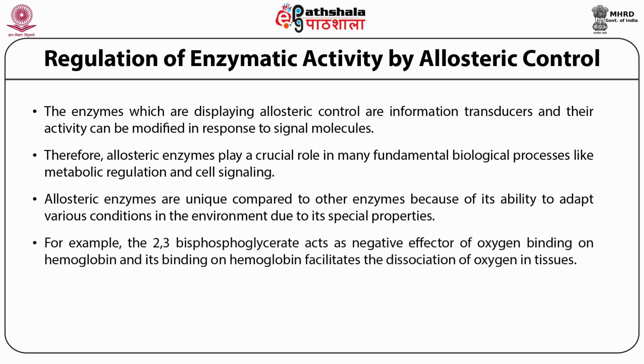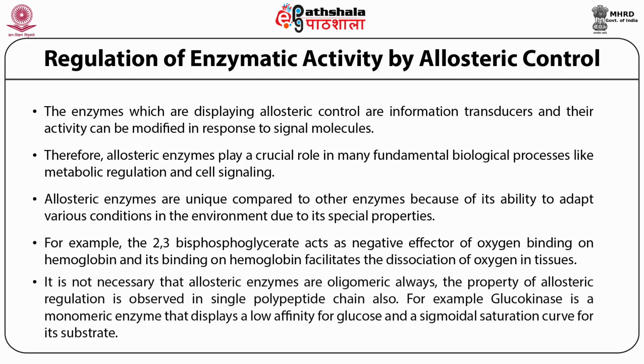For example, 2,3-bisphosphoglycerate is a negative effector molecule. Whenever strong binding of oxygen takes place in hemoglobin, 2,3-bisphosphoglycerate, which is a byproduct of the glycolysis pathway, a shunt of glycolysis, is produced, binds to the hemoglobin, and reduces the affinity of oxygen to the hemoglobin. So oxygen gets released in tissues because of the presence of 2,3-bisphosphoglycerate, which acts as a negative effector molecule of hemoglobin.